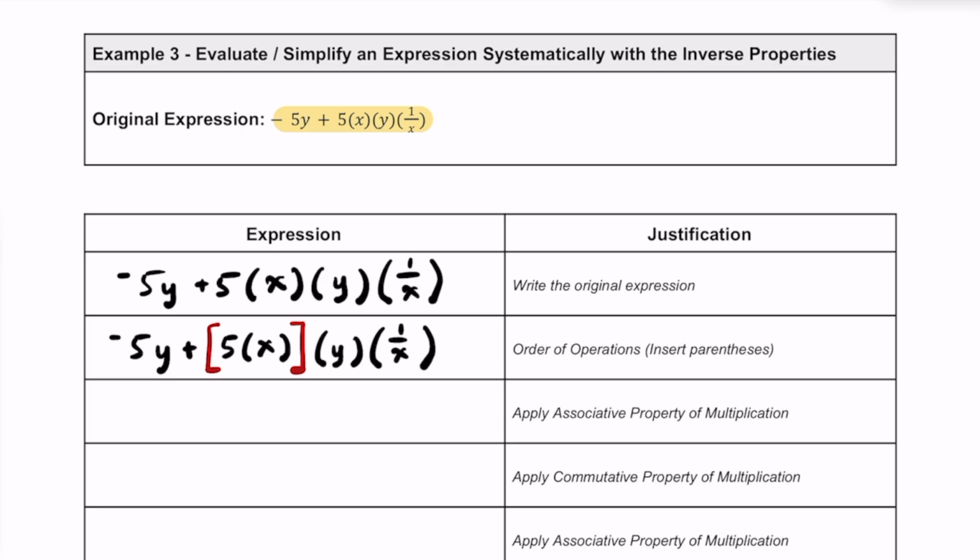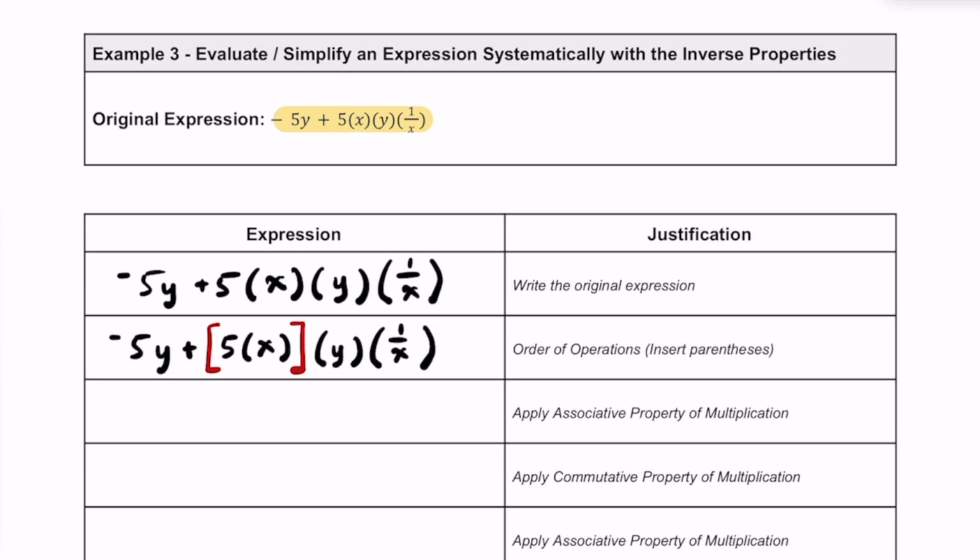All right. As we simplify this expression, it makes sense to try to get this x and this 1 over x next to each other, because if you multiply, you could use the multiplicative inverse property. So try to think ahead about what you're trying to accomplish so that you can use these properties. All right. Next, we're going to use the associative property. So we're going to move the brackets here. Let's see. I'm going to move it to the end here.